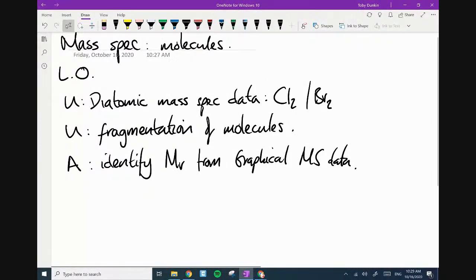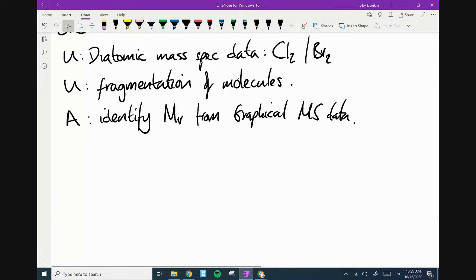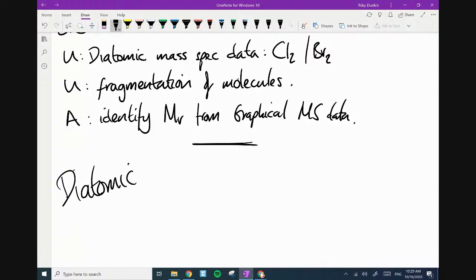Okay, so last lesson, we were putting elements into the mass spec device, but they were not the diatomics. We were mostly looking at metals, and now we're going to start looking at the diatomics. First thing I think we should do is remind ourselves of the diatomics. So diatomic elements, we know these.